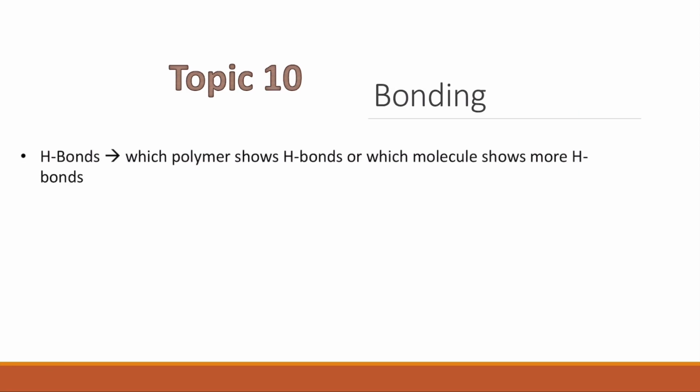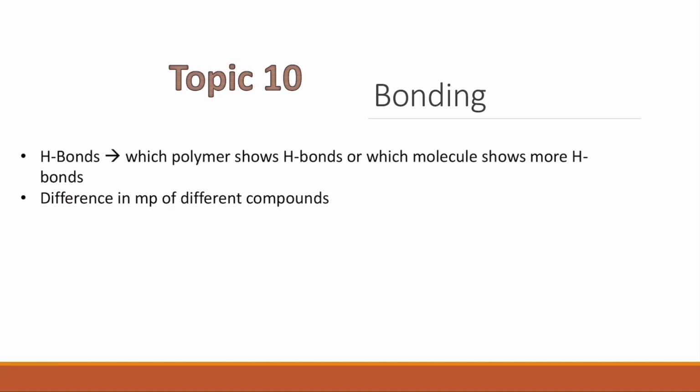Bonding, so remember hydrogen bonding, they tend to ask about polymers, which ones show hydrogen bonding or which molecules show more hydrogen bonding than others. Remember that carboxylic acids can have more hydrogen bonds than alcohols, and then the ethers or the other molecules that don't have any NH or OH will not show any hydrogen bonding.